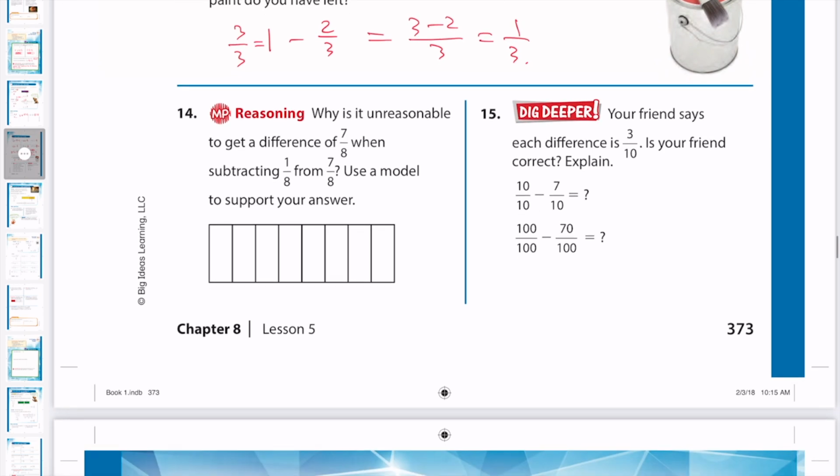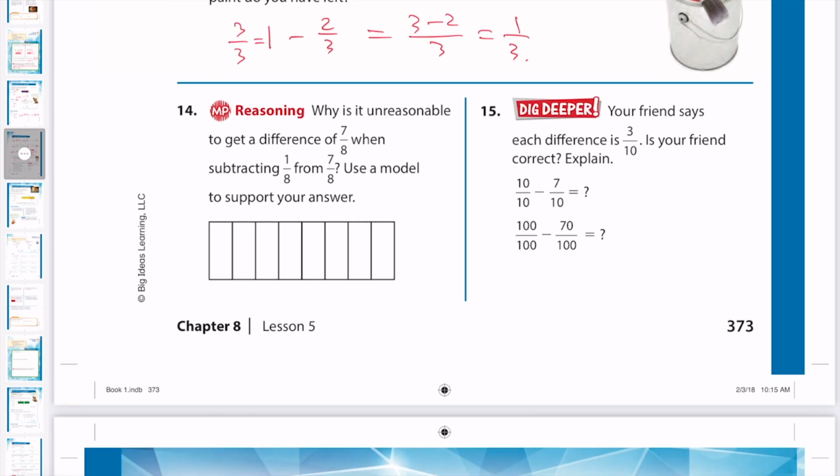Number 14, why is it unreasonable to get a difference of 7/8 when subtracting 1/8 from 7/8? Use a model to support your answer. Now you have what? 7/8. 1, 2, 3, 4, 5, 6, and 7. And you are taking away 1, okay, out of 7. So you have how many left? 1, 2, 3, 4, 5, 6 are going to be left over. So the difference shouldn't be the same as the greatest number.